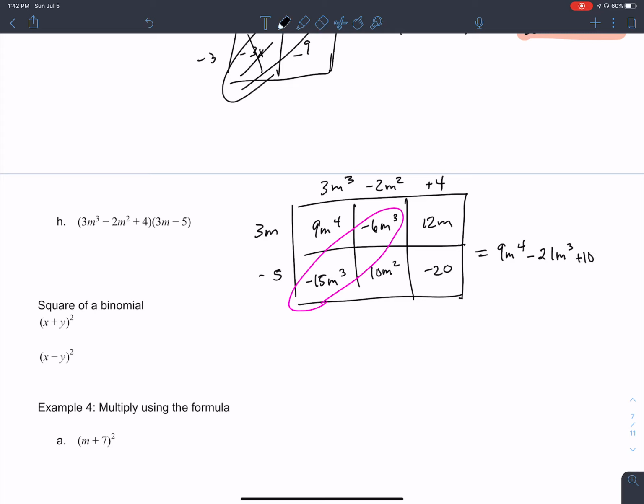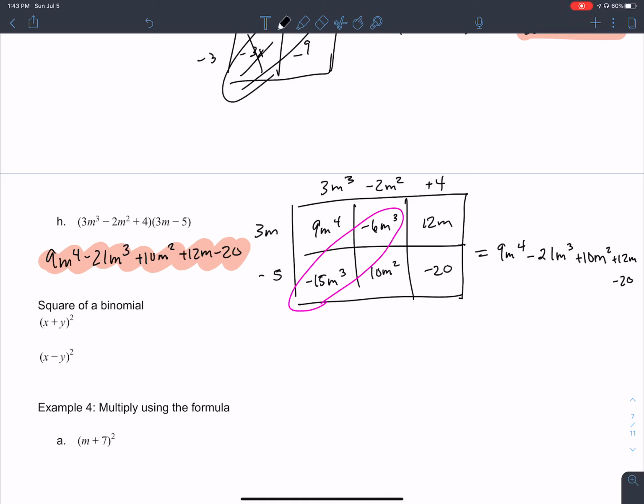plus 10m squared. So that's a case where there's no m term, and if you want to, you can also do a 0m there and make this a 4 by 2, but it's not necessary as long as you are mindful and you're like, oh, those aren't like terms, so you don't circle them. Plus 12m minus 20. I'm going to rewrite my final answer over here. So 9m to the 4th minus 21m cubed plus 10m squared plus 12m minus 20. Okay? That's my answer.